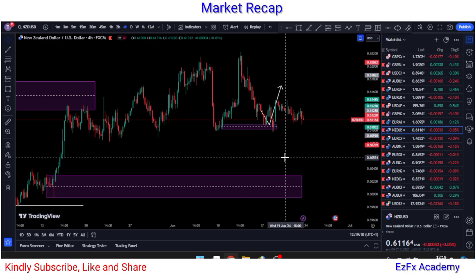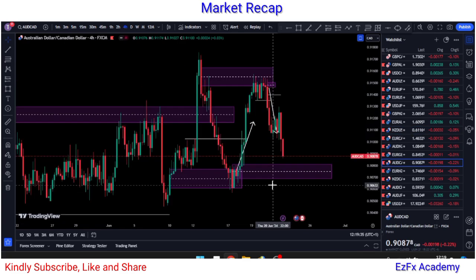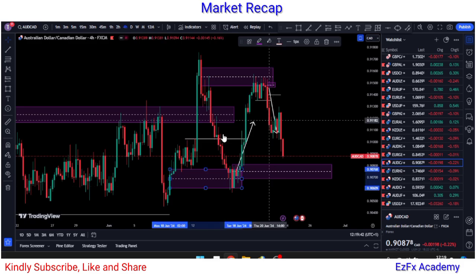Let's just look at AUD CAD. That'll be the last one we're looking at in this video. Similar to AUD USD, we got that buy to happen on AUD CAD also. It got to break below our zone and stop us out, but we still got to see that move on AUD CAD.